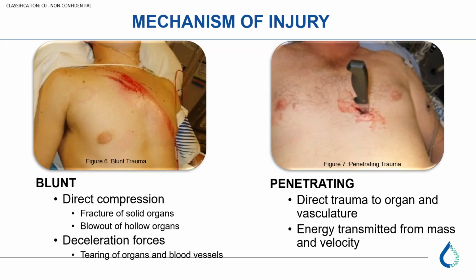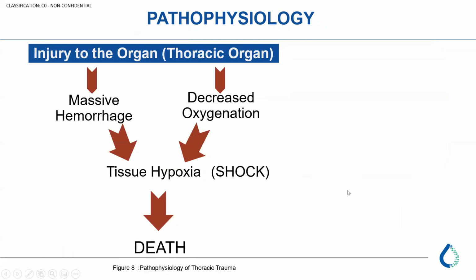Next is penetrating trauma. It is either direct trauma to the organ and vasculature, usually caused by a stab wound, bullet, or knife, and any other physical object that penetrates the skin, creating a temporary or permanent opening. Okay, so pathophysiology of thoracic trauma.